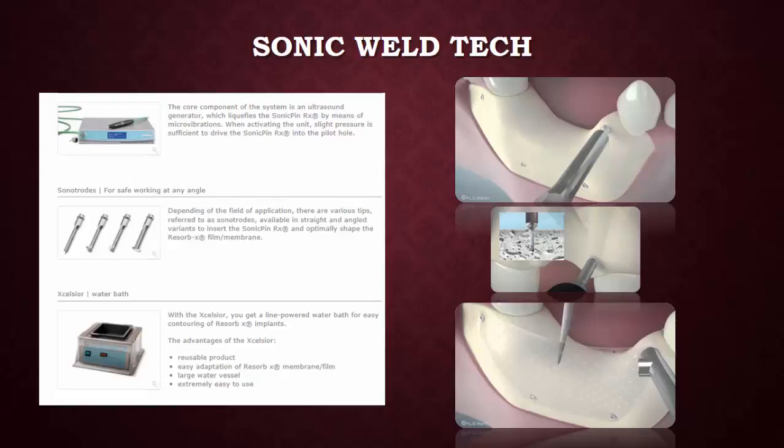The membrane comes rigid, so we put it in a warm water bath in order to be able to shape and manipulate the membrane. And then we can of course trim the membrane according to the size of the defect, and then we apply the membrane on the top of the pins, and then we use a device to fuse the membrane to the pins, so the membrane will be fused with the pins and we end up with like a pouch.